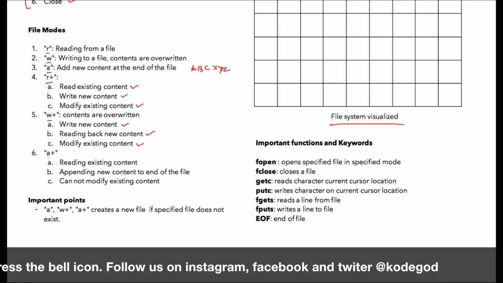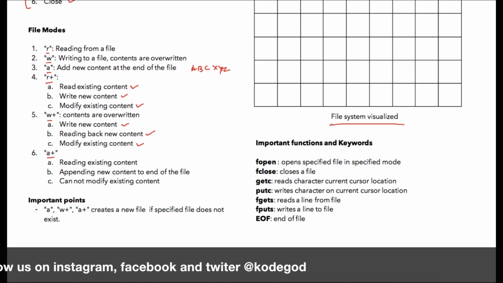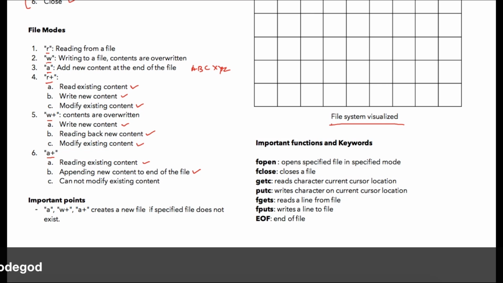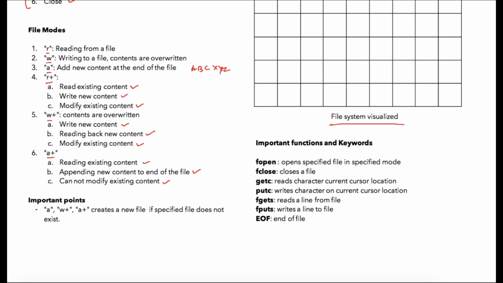Then finally, there is another mode, A+, in which you can read existing content, you can append new content at the end of the file, but in case of A+, you cannot modify existing content. So these are 6 different file modes which are available to us in C language. So you can use these modes depending on your coding requirements.